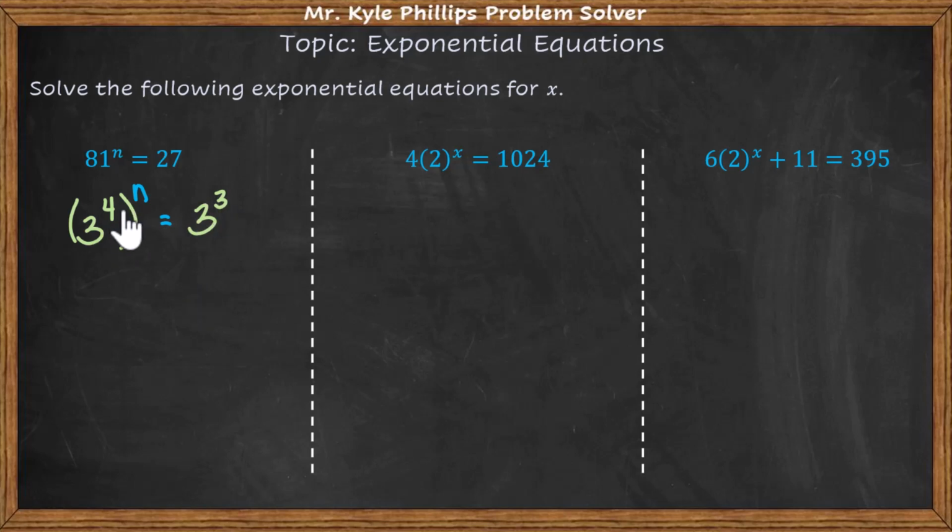Now I need to multiply here, so I have 3 to the 4n equals 3 cubed. Now my bases are the same, and I can set my powers equal to each other. So I have 4n equals 3. So now we know that n is 3 over 4.